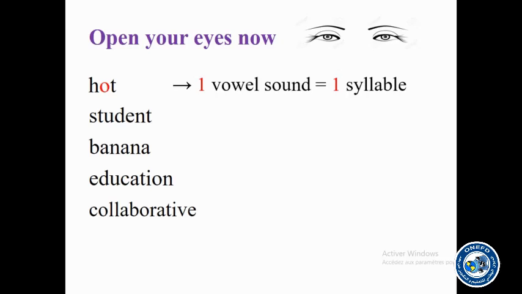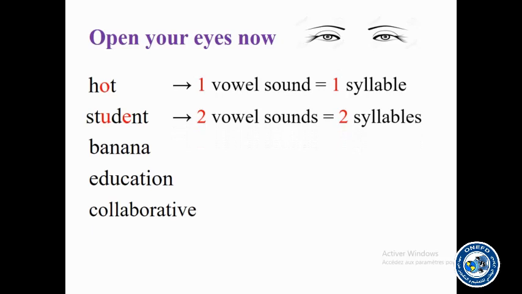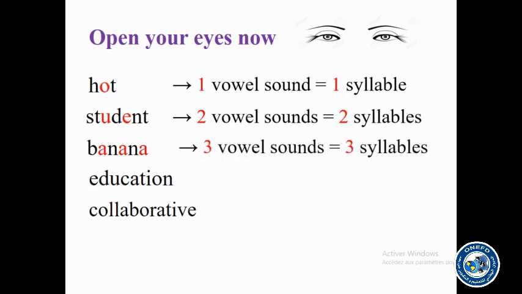Student. How many vowels can you see in this word? Good. Two vowels. Two vowel sounds means two syllables. Student is a two-syllable word. In banana now, how many vowels can you see? Yeah, three vowels. So how many syllables? Three syllables.